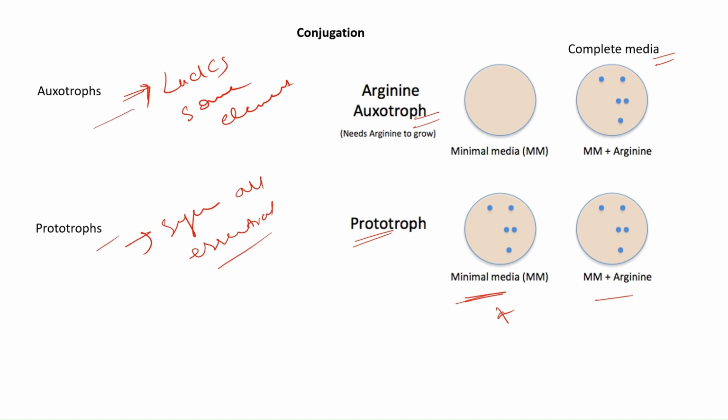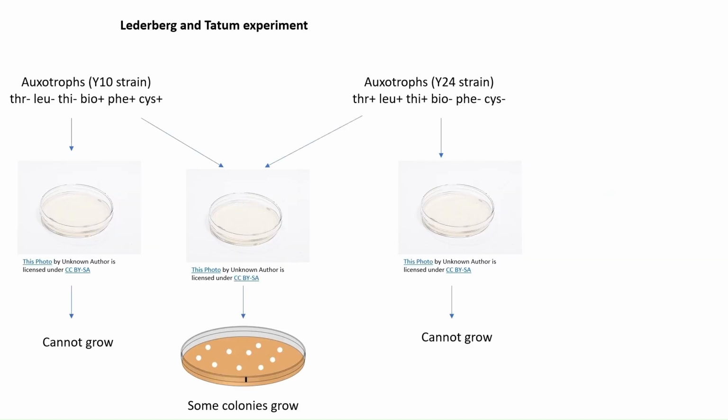Whereas minimal medium, the word minimal, means you will provide only that much substance in the medium that can be used by prototrophs to synthesize all the necessary elements by themselves. Now, come to the Lederberg and Tatum experiment. What they did is, they worked with two strains of auxotrophs. In auxotroph 1, or the Y10 strain, it lacked threonine, leucine and thymine, whereas biotin, phenylalanine and cysteine are present. Whereas in the second auxotroph, the first three are present and the next three are absent.